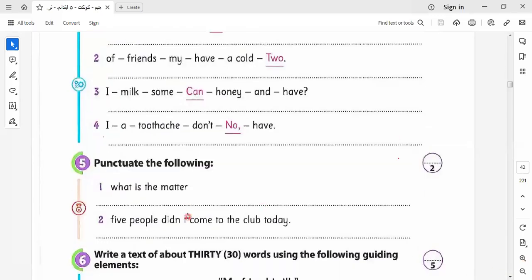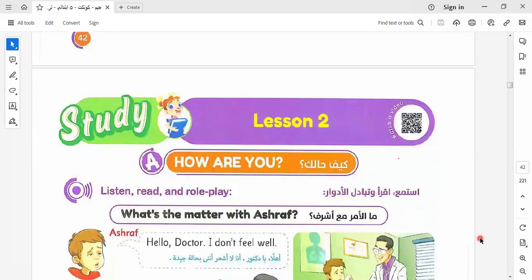Here we have punctuate. I answer one of them and I will leave another one for you to do by yourself. Here we have what? Can I write the letter in this way when I start the sentence? No, it would be written in a capital letter. What is the matter? And I put here the question mark. Let's go to another item here in this unit. Okay. Today we finished lesson 1. Well, let's go to lesson 2.